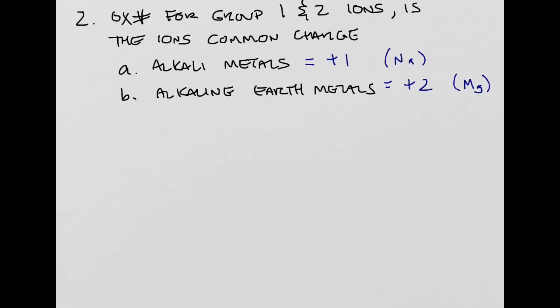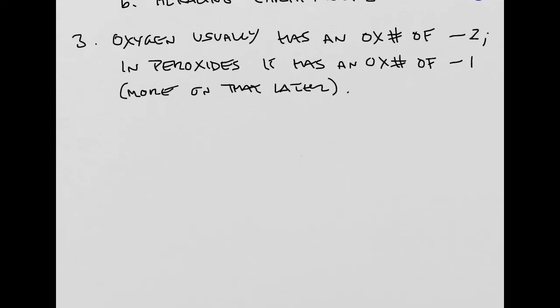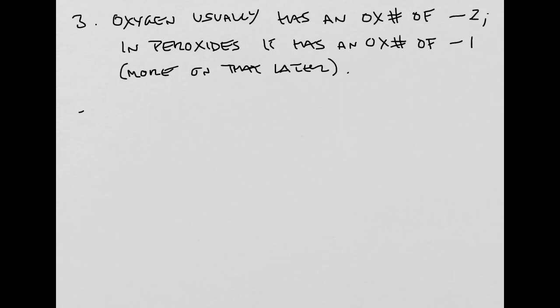Okay, let me scooch this up for rule number 3. Rule 3 is that oxygen usually is a -2. In other words, its ox number is a -2. However, in peroxides, it is a -1. More on that later, but just note what I write. All right, so let me scooch this up so I can get to rule number 4.